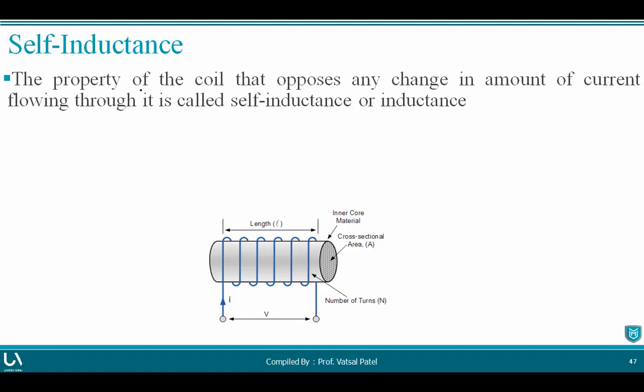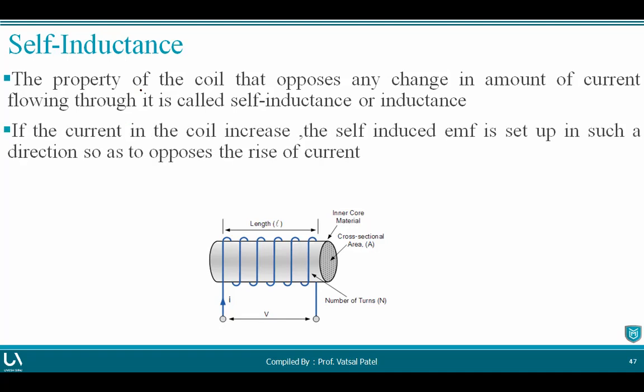Now the property of the coil that opposes any change in the amount of current flowing through it, we call the self inductance or the inductance of the circuit. If the current in the coil increases, the self-induced EMF is set up in such a direction as to oppose the rise of current.